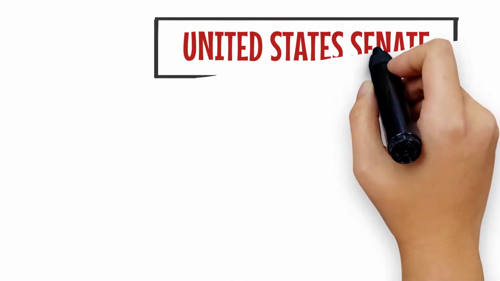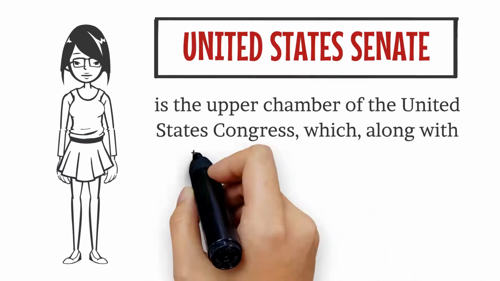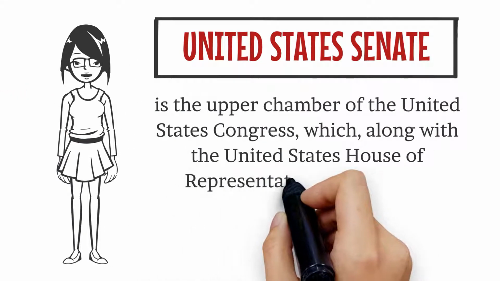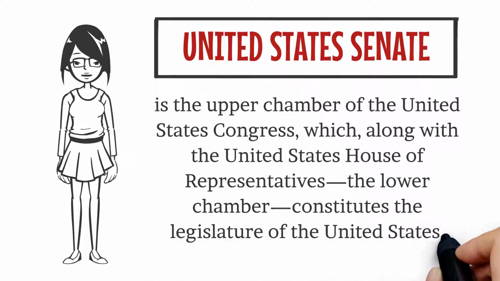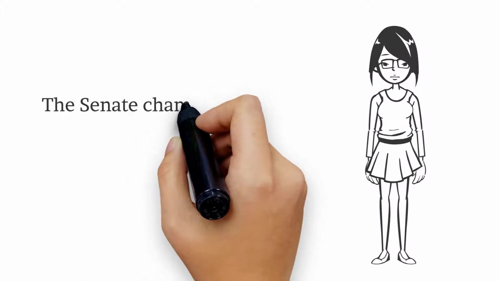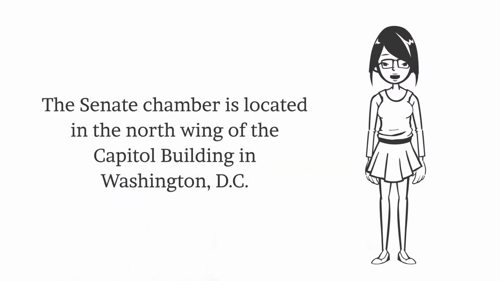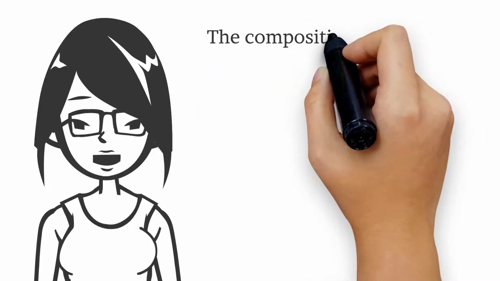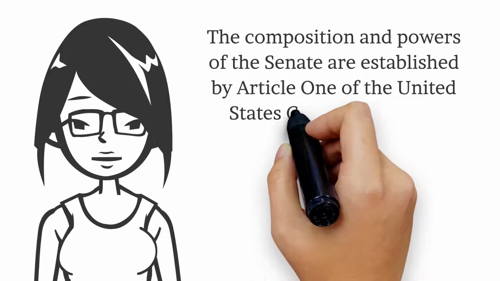The United States Senate is the upper chamber of the United States Congress, which, along with the United States House of Representatives, the lower chamber, constitutes the legislature of the United States. The Senate chamber is located in the north wing of the Capitol building in Washington, D.C. The composition and powers of the Senate are established by Article 1 of the United States Constitution.